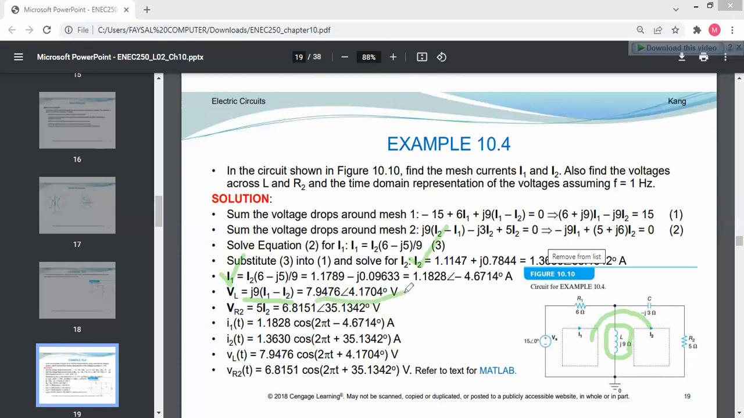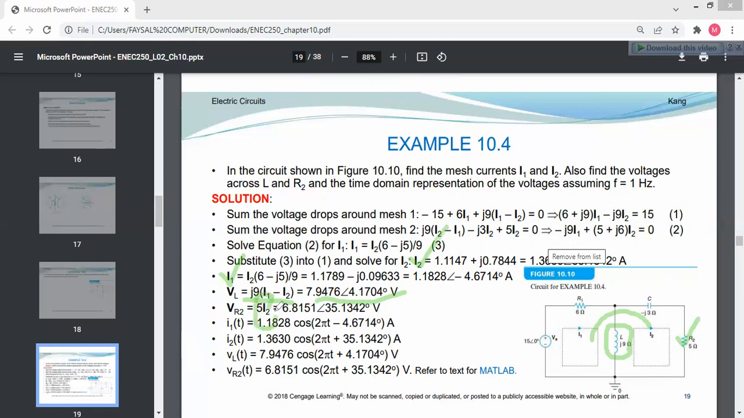7.9476, which is the value of amplitude. And then the phase shift angle will be equal to 4.1704 degrees. And this value is in voltage. So VL will be this one. Similarly, VR2 is simple. It will be equal to 5 I2. So 5 and then putting in the values of I1, I2.